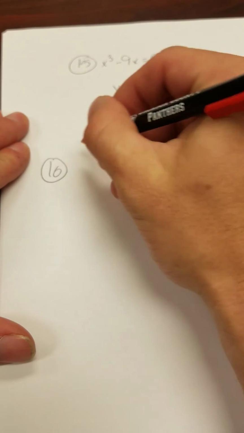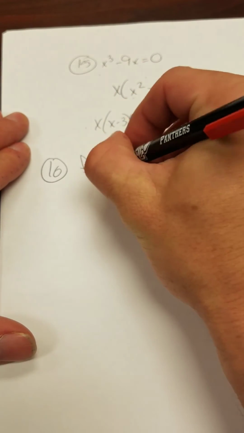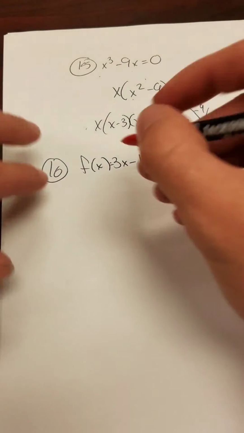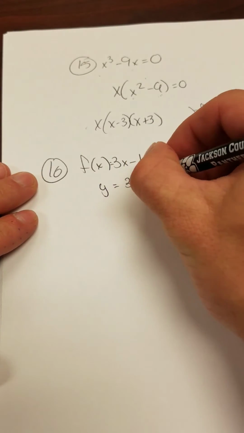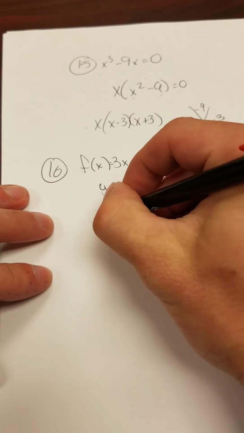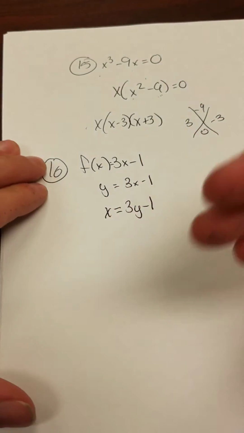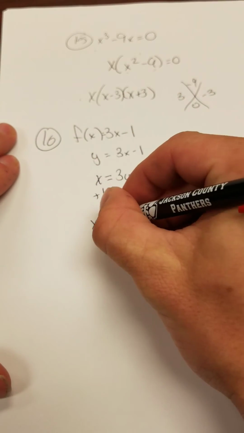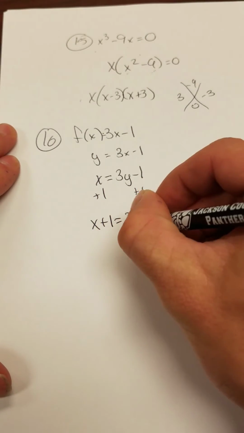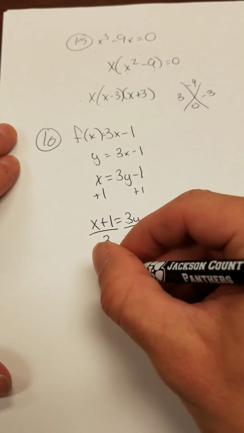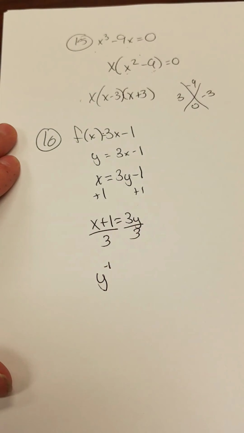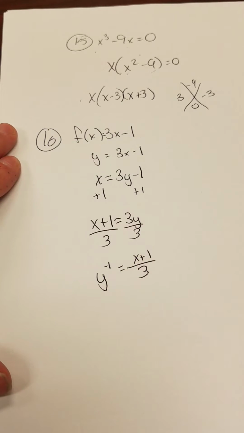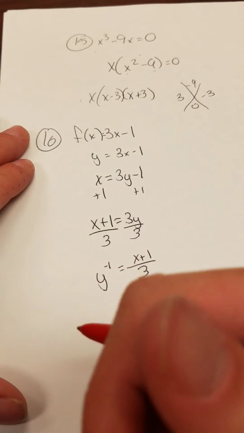16. Inverse. Really, really simple. Swap x and y. So this is really y equals 3x minus 1. Swap your x and y. x equals 3y minus 1. Now we're going to solve for y. Add 1 to both sides. Divide by 3. The inverse, which we denote like that, equals x plus 1 over 3. Okay, so inverse simply means swap x and y.